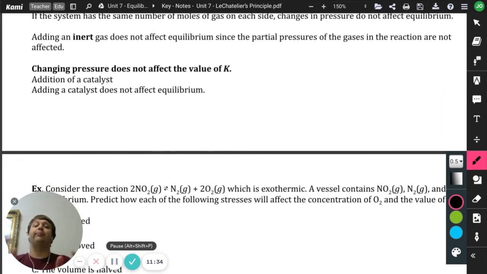All right, now, something to note, changing pressure does not affect the value of K, okay? The only thing that we're going to see that will affect the value of K is our temperature. So just make sure that you know how that temperature will affect your K values, okay?